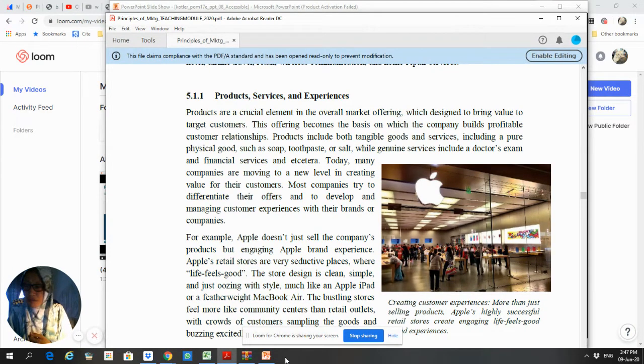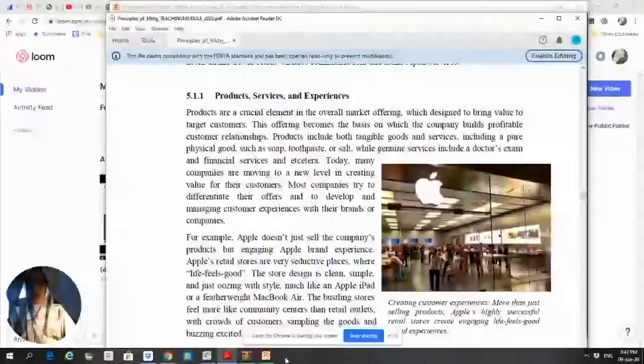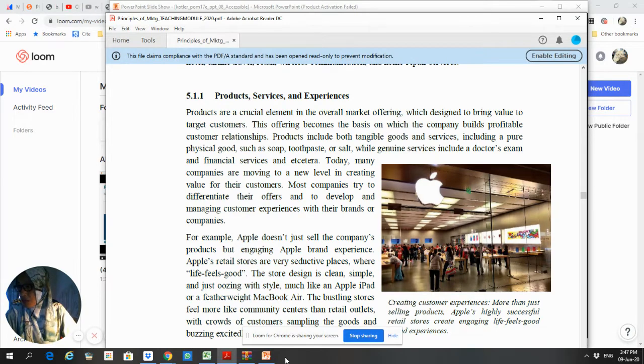You're familiar with iMachine, right? So it is not only a matter of they sell iPhone, MacBook, iPod or whatever. Okay, they actually try to engage their customers with a good experience of visiting their retail store. When you go over there, you can feel that everything is very lively, very seductive, very impressive.